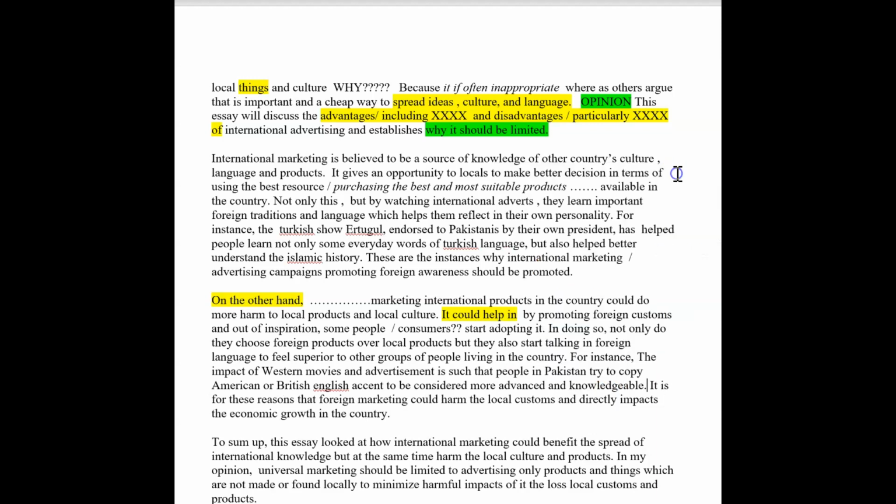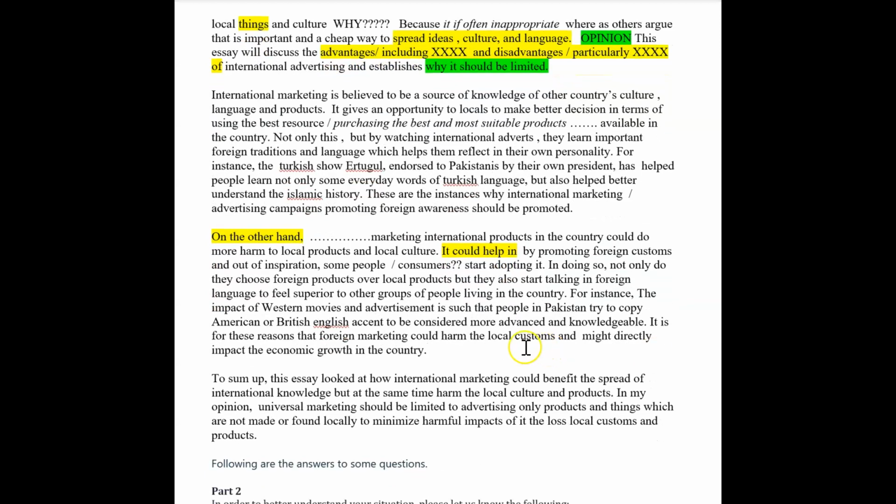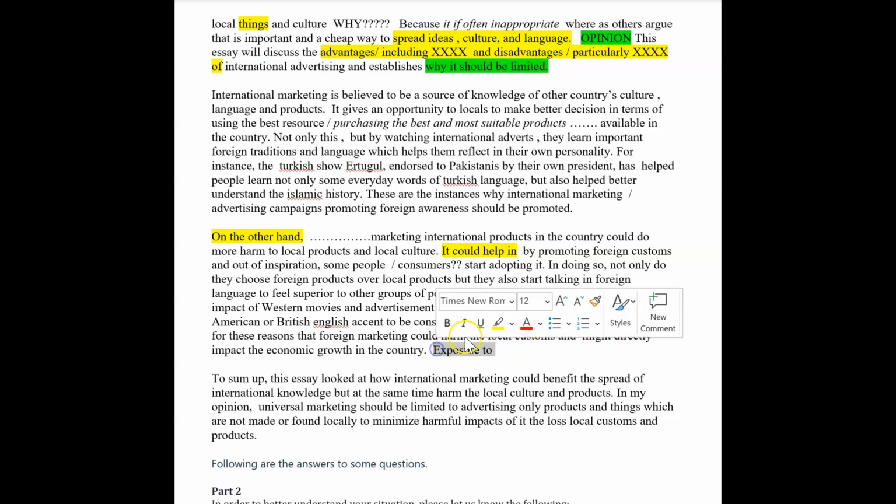It is for these reasons that foreign marketing could harm local customs and might directly impact economic growth for countries. A very interesting thought there. Very interesting. Relate this back to advertising as much as you possibly can. So here we're talking about consumers, and then here viewers, people who are exposed to this, who like the idea, who maybe it's like exposure to foreign ideas. They might adopt them. So there's quite a lot of vocabulary, you're right, to kind of build in.